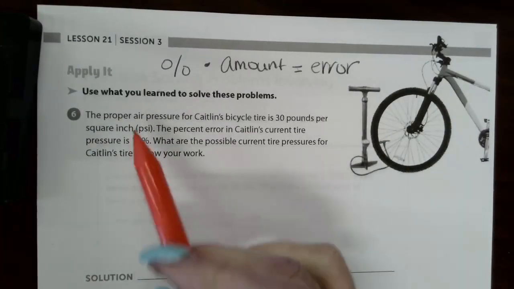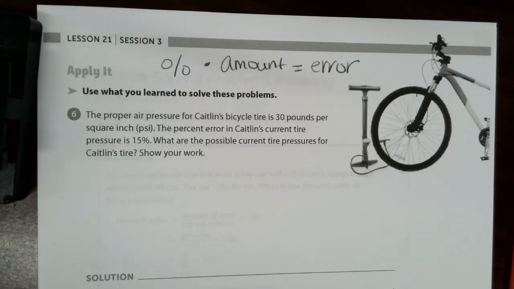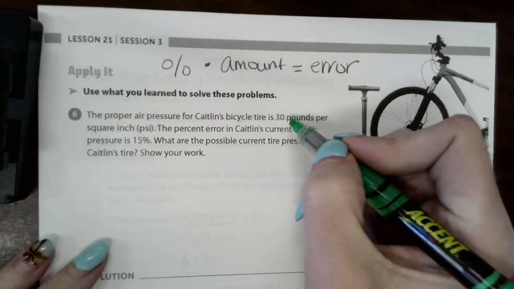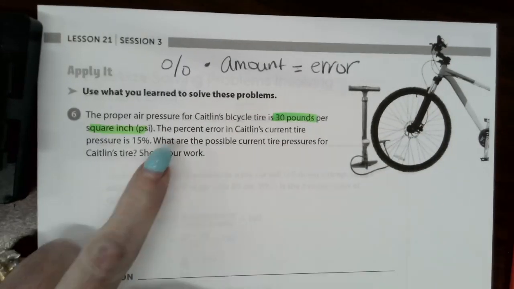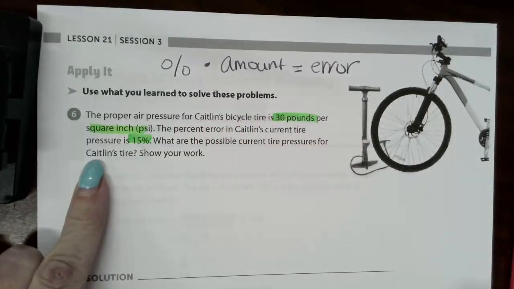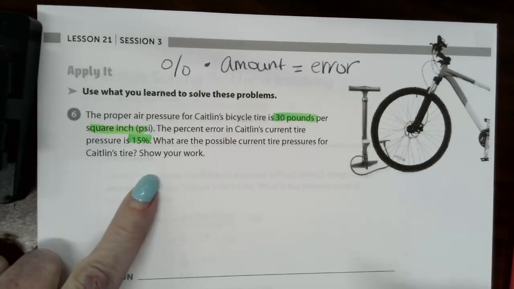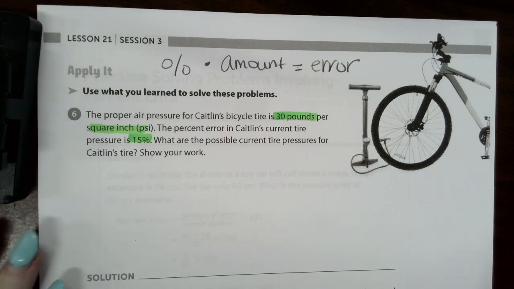All right, the proper air pressure for Caitlin's bicycle tire is 30 pounds per square inch. That's how much air is supposed to be in a tire. The percent of error in Caitlin's current tire is 15%. What are the possible current tire pressures for Caitlin's tire? So we know that a tire is supposed to have 30 pounds in it. They're telling us the percent. So what they're wanting us to find is what her tire pressure is. They're wanting us to figure out what 15% of 30 pounds is.